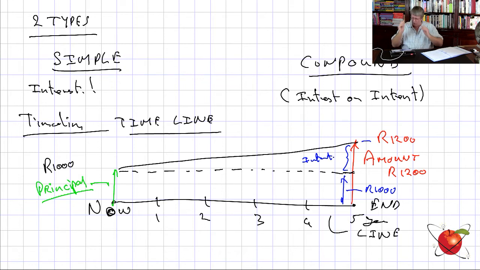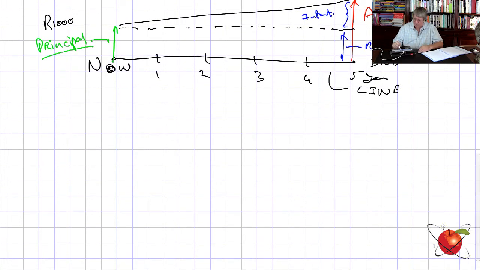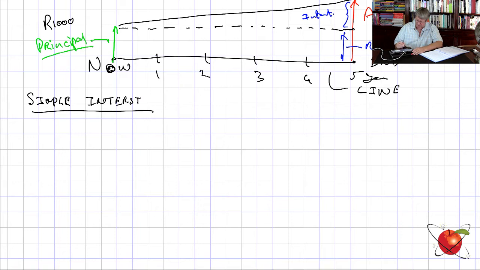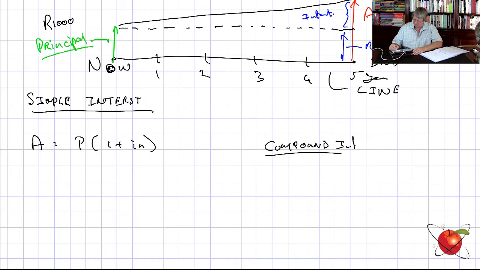Right. Now, therefore, what is the next? Let's have a look. There's 2 separate formulas that you have to know how to use. There's the formula for simple interest, and the formula for compound interest. Let's first of all do simple interest. Simple interest is going to be A is equal to P(1 + in), and compound interest is going to be A is equal to P times (1 + i) to the power of n. So, that's the only thing you need to know.